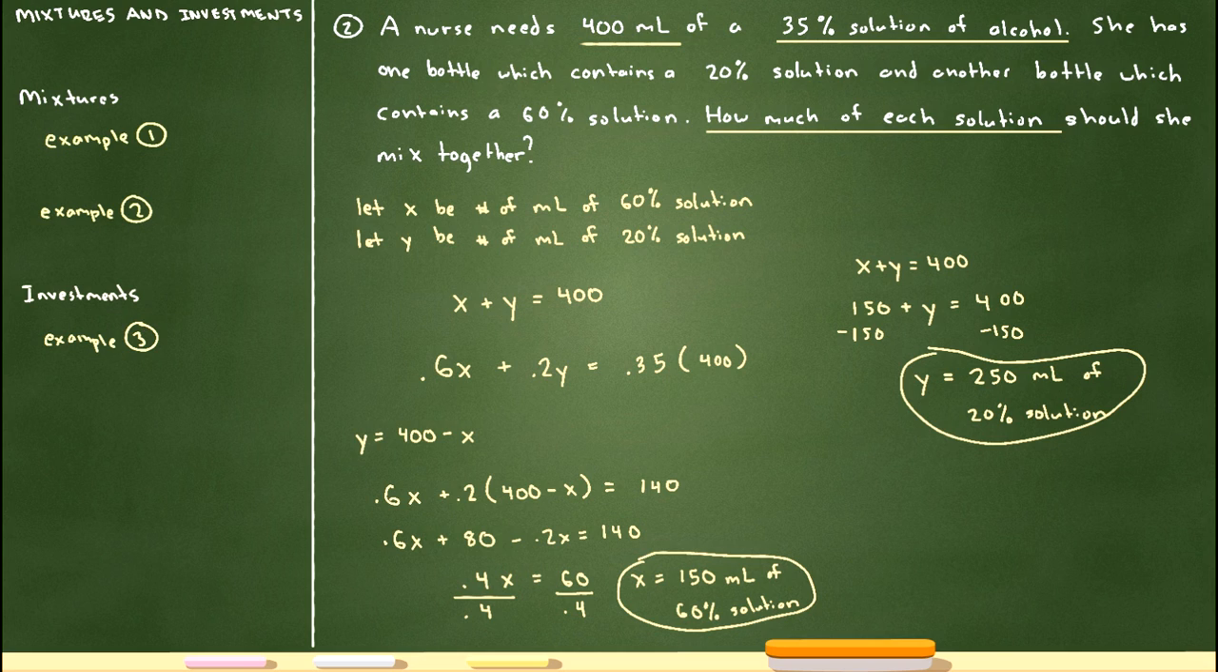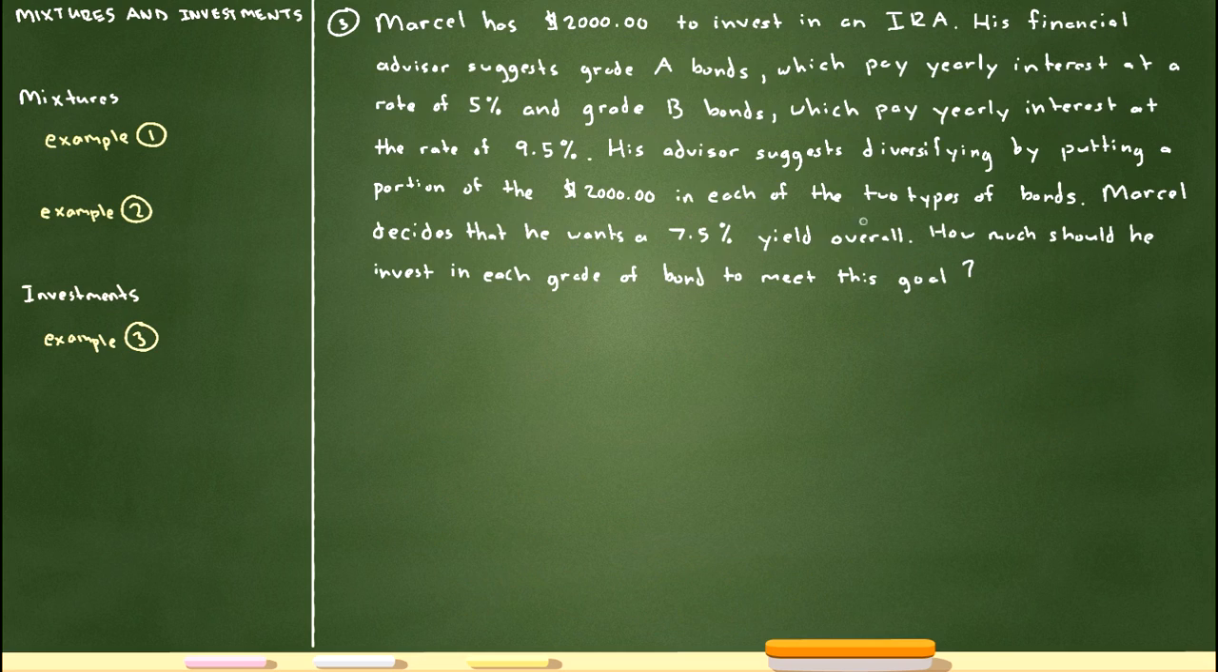Example number 3, we're dealing with some investments. This one's a lot to read, but the setup is going to be similar to example 1 and 2. So Marcel has $2,000 to invest in an IRA. His financial advisor suggests grade A bonds, which pay yearly interest at a rate of 5%, and grade B bonds, which pay yearly interest at the rate of 9.5%. His advisor suggests diversifying by putting a portion of the $2,000 in each of the 2 types of bonds.